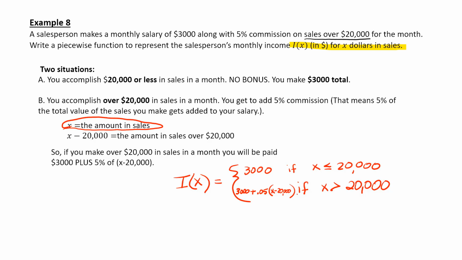So this is your piecewise function. Two situations. You sold less than or equal to $20,000 in merchandise, in which case the function is 3,000. Your income is 3,000. If you sold more than $20,000 worth of merchandise, you still get your 3,000 plus 5% of the value of the merchandise you sold over $20,000 worth.